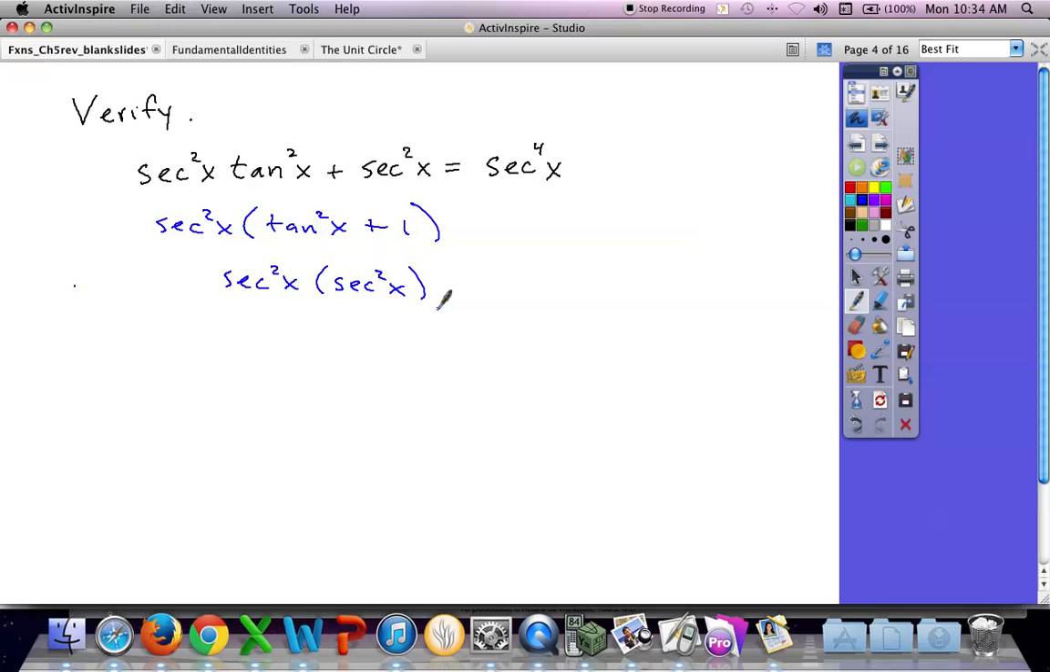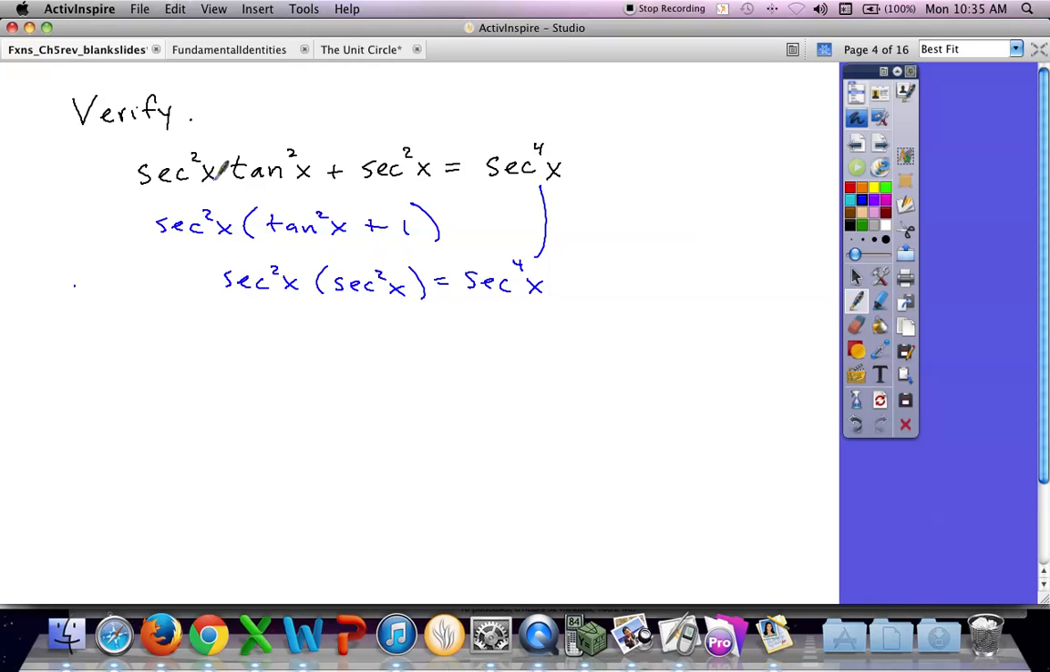Now remember, when we write this 2 in between the secant or the trig function and the x, it's just like saying secant of x squared. Right? So now we're multiplying secant squared x times secant squared x. How many secant x's? We got 4, right? So that's secant to the 4th, which is that.